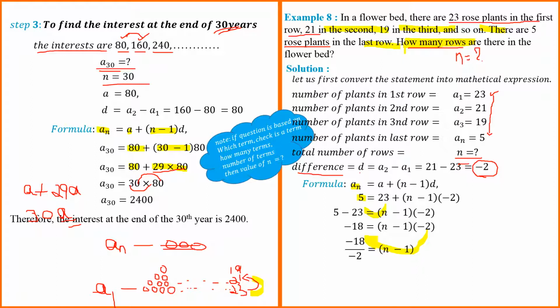I hope you understood. Here we have minus and minus, which get cancelled, so 2 times, that is 9 times. Then 9 equals n minus 1, so n is going to be 10. So what is your question? How many rows? Obviously there are 10 rows in the flower bed. I hope you understood.